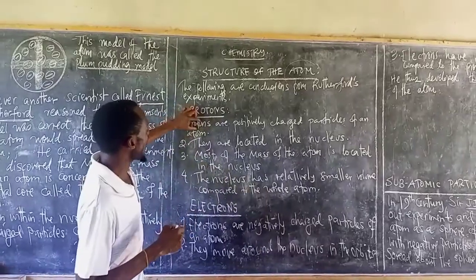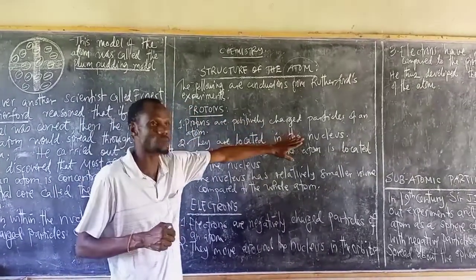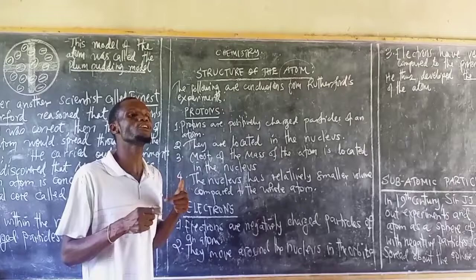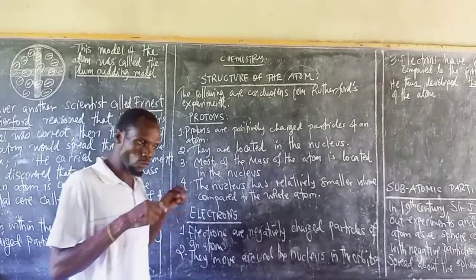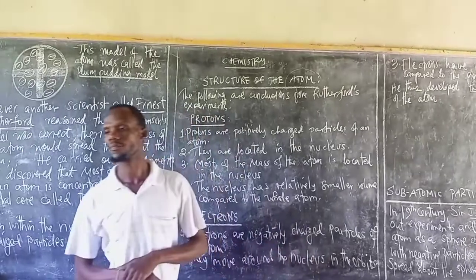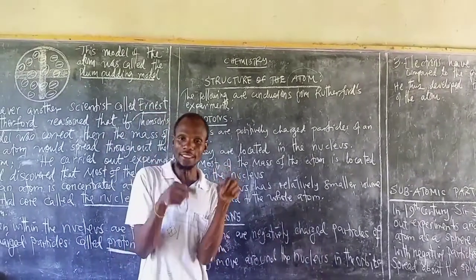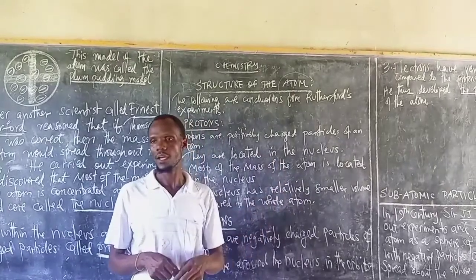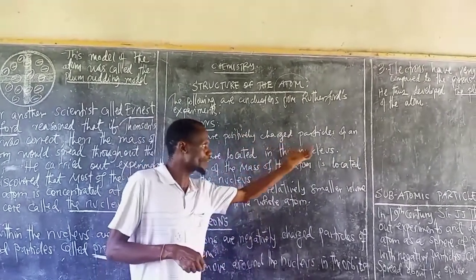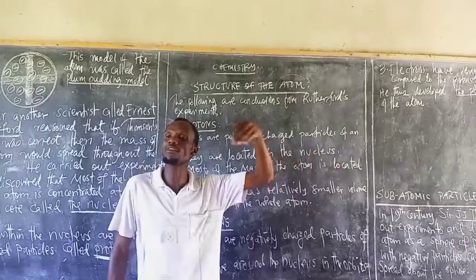And these protons are located in the nucleus, meaning they are found in the nucleus. If you are looking for the protons, you have to go to the nucleus. They are called the positively charged particles of an atom, and they are found in the nucleus.